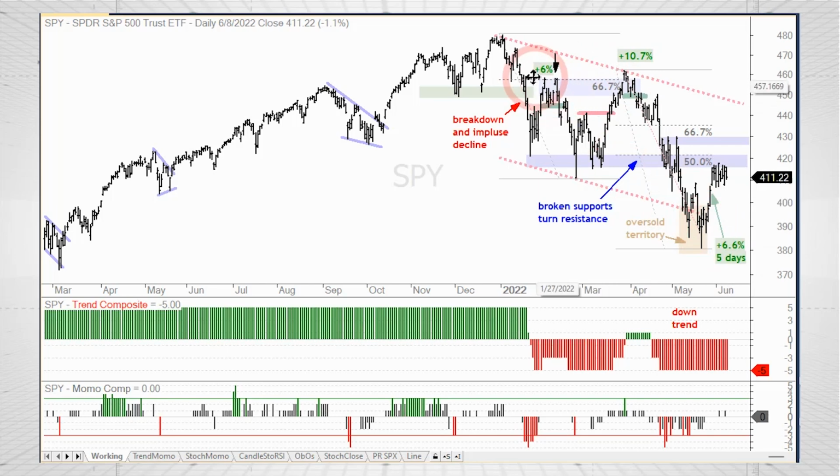And you can see during this downtrend, which started basically in January, we had a 6% surge and a lower low. We had a 10.7% surge, and then we fell sharply. So we went in excess on the upside, and we went in excess on the downside. We got below that lower channel line, and we're oversold. And we got a 6.6% bounce in 5 days. And now SPY is kind of consolidating.